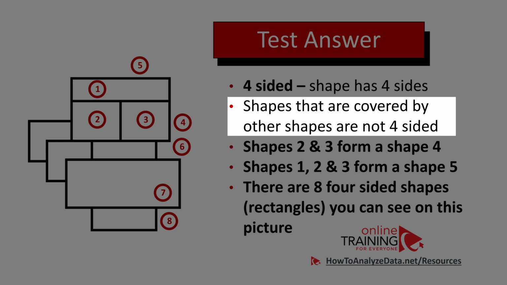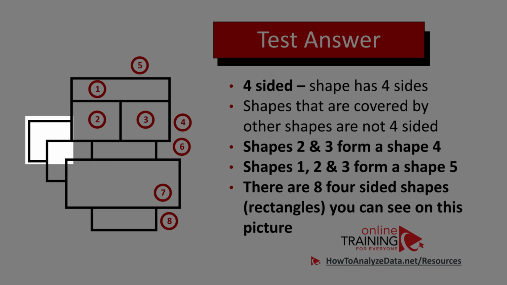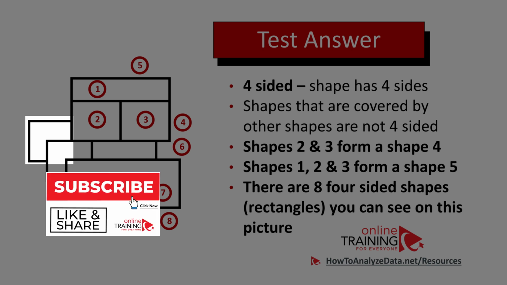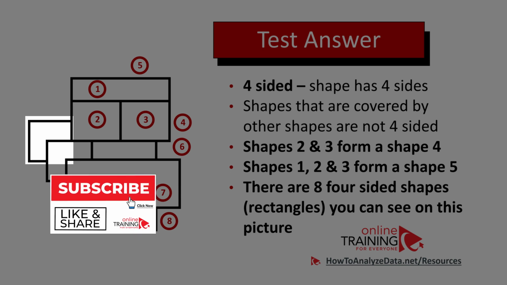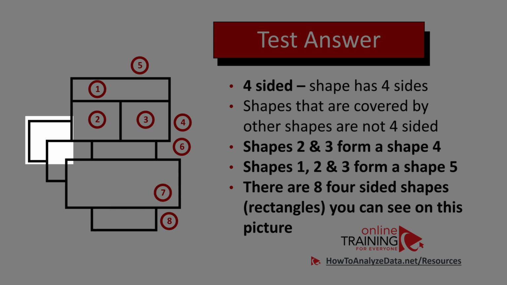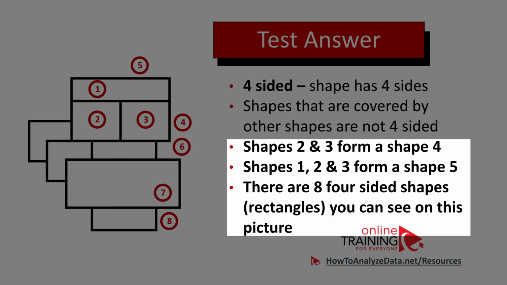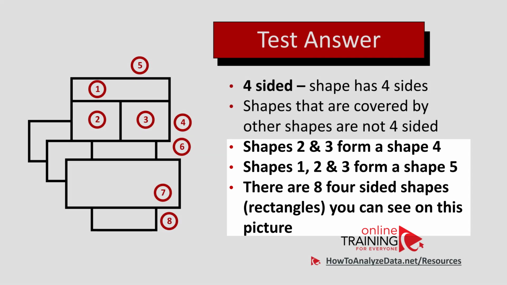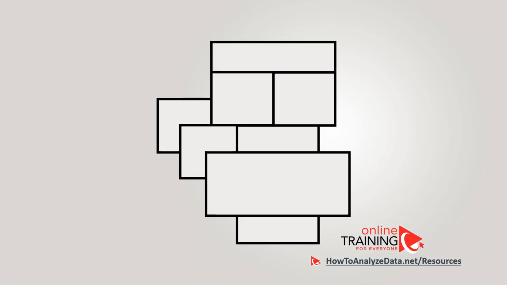For example, we have something that mimics a square here, but because it's covered by another square, it is not four-sided. Actually, it has 5 sides. The key to answering this question is to make sure that you didn't miss any shapes. In fact, it's so easy to miss because some shapes are inside of the other. Let me show you all 8 shapes here on this picture.